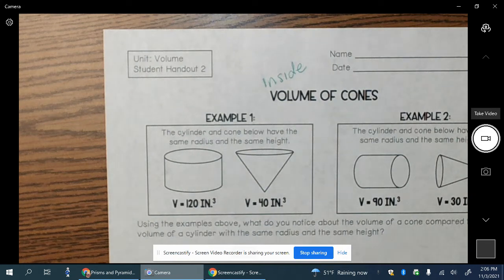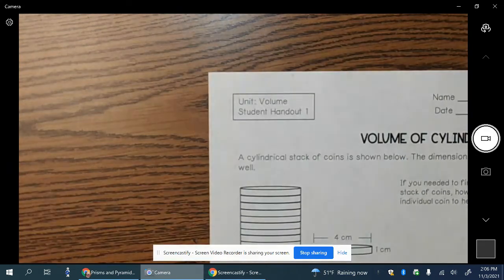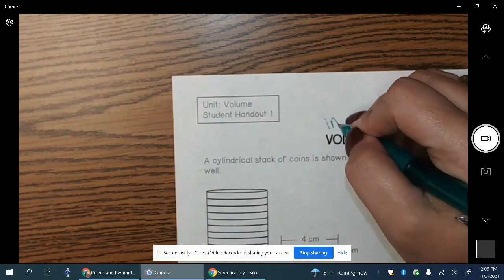Okay, volume is the space inside of a shape. Whoops, I meant to do cylinders first, sorry. Inside.